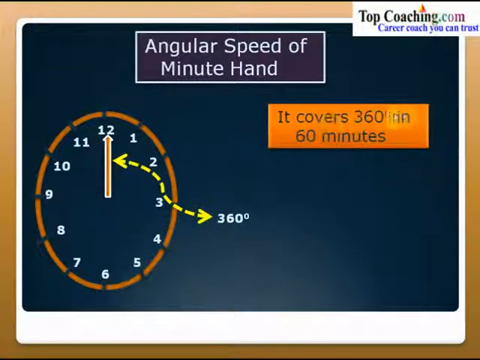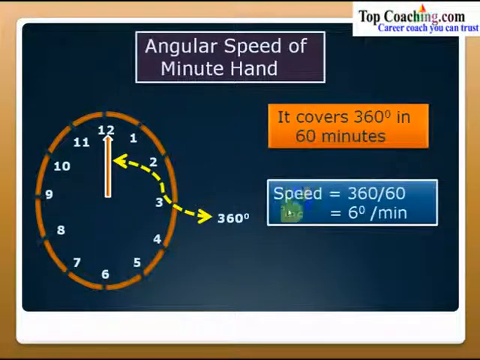So it covers 360 degrees in 60 minutes, and so we can say the angular speed of the minute hand is equal to 360 divided by 60, which is equal to 6 degrees per minute. So the angle covered per minute by the minute hand is 6 degrees, and that is the angular speed of the minute hand. So the minute hand covers an angle of 6 degrees per minute.